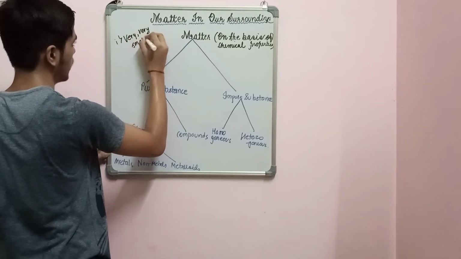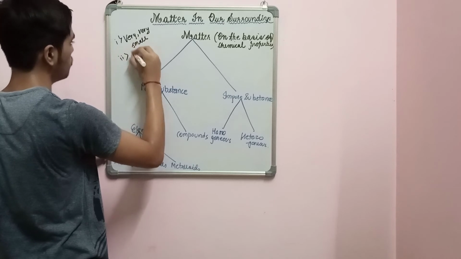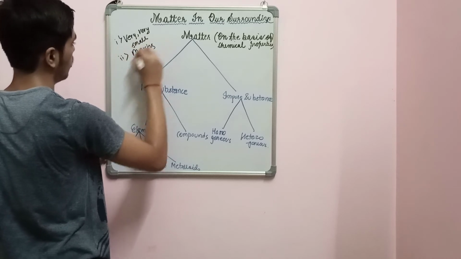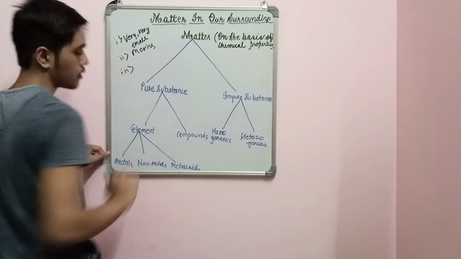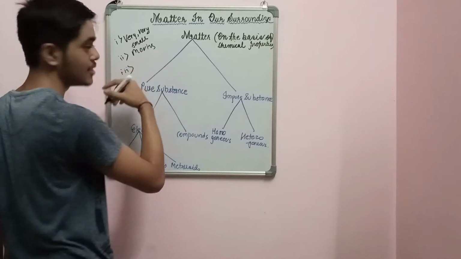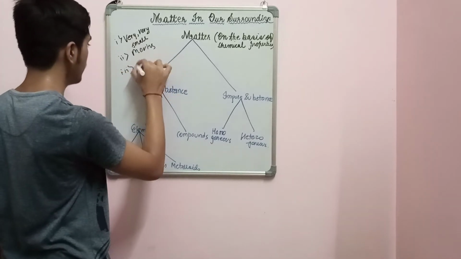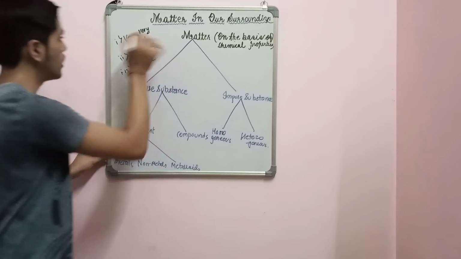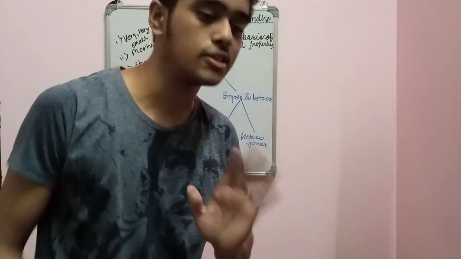Okay, second was that they are moving, वो मूव कर रहा है, और तीसरा चीज ये प्रूव करना था कि they have a space between them. तो सबसे पहले देखते हैं particles of matter are very very very small.